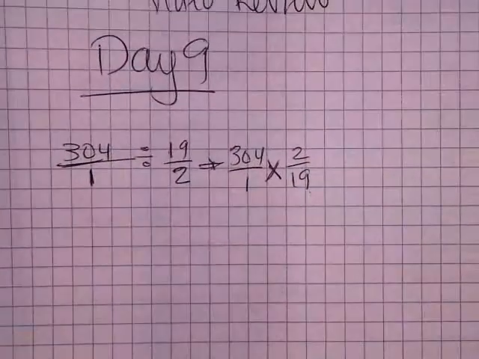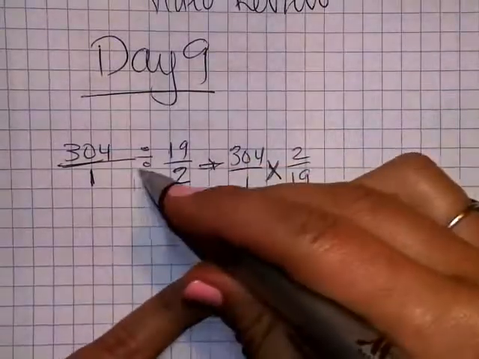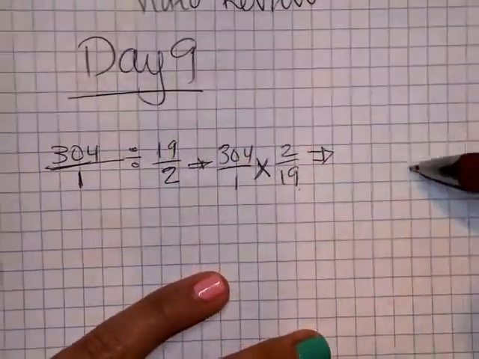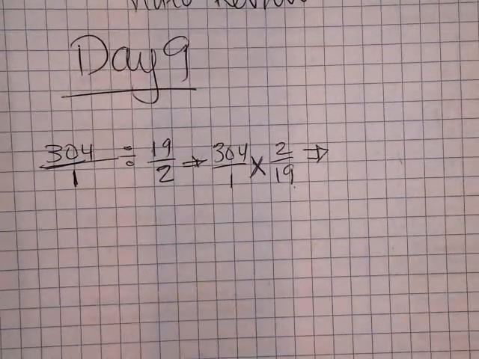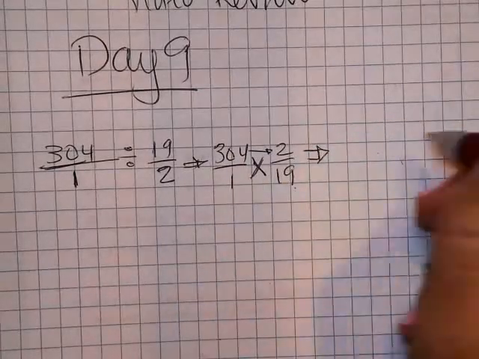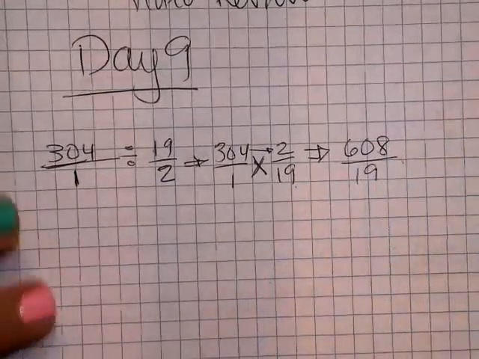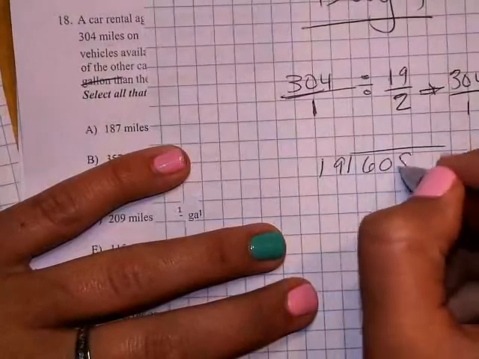Let's take a guess. Can we cross simplify here? We can either cross simplify or just go straight across. Which, in this case, to avoid me having to do so much extra guessing and multiplying of 19 times whatever the case may be, I'm going to go 304 times 2, which is 608, divided by 19. Now I only have to divide 19 into 608.